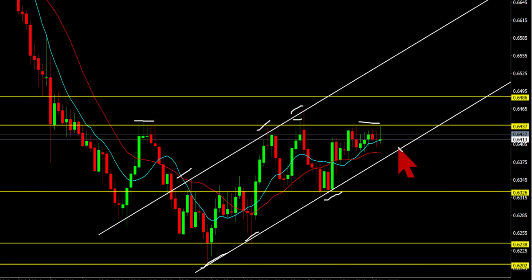triangle right here. Technically speaking, in a rising channel, as in a rising wedge, price has a high probability of falling or going downward, as in a bearish move. That is in a rising wedge. And also in an ascending triangle, price has a probability of breaking upward.